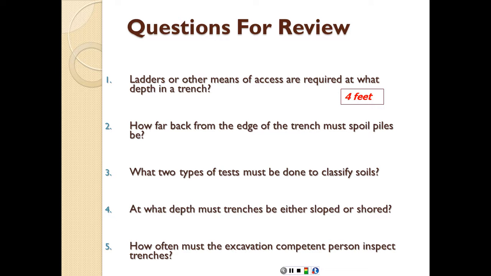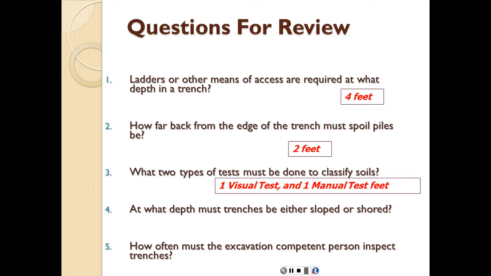How far back from the edge of the trench must spoil piles be? Whether it's spoil piles or equipment that's going to be operating, the minimum safe distance is going to be 2 feet. What two types of tests must be done to classify soils? We mentioned that we're going to have two groups of tests. We must have one of each group, which is a visual test and a manual test.